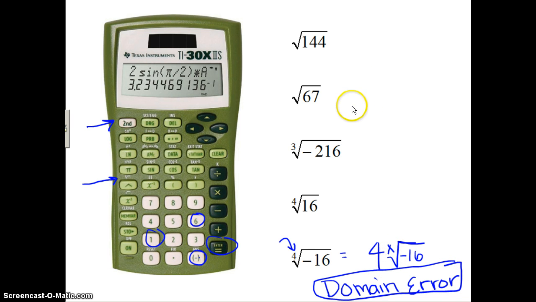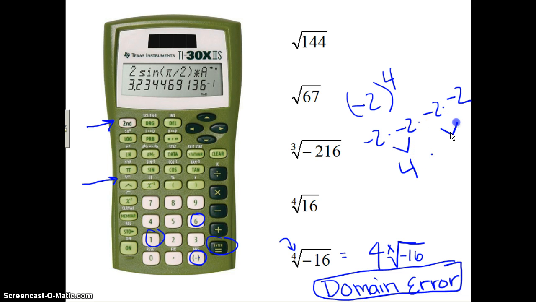Because it can't be negative 2, because think about it, if we did negative 2 to the fourth power, that would be a positive 4 times a positive 4, that would be a positive 16. So there's no way to get negative 16 by raising something to the fourth power.